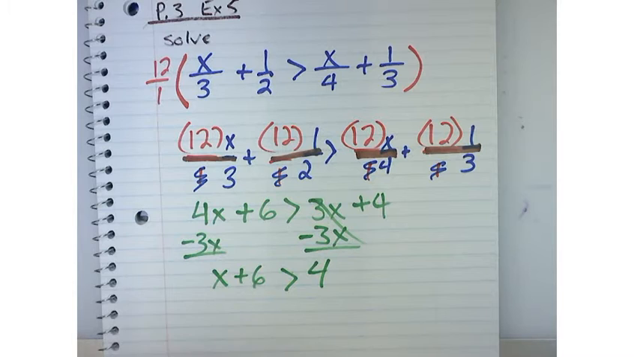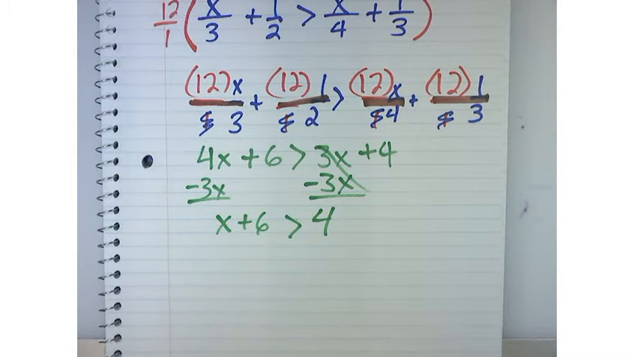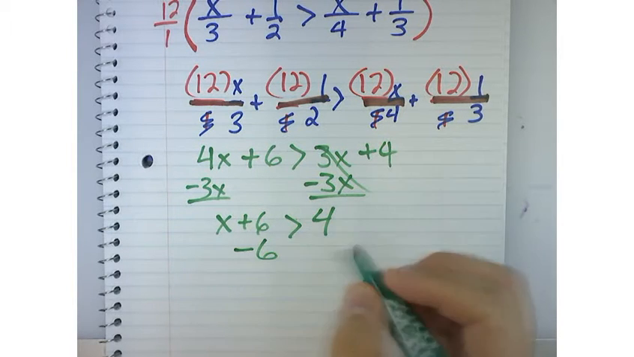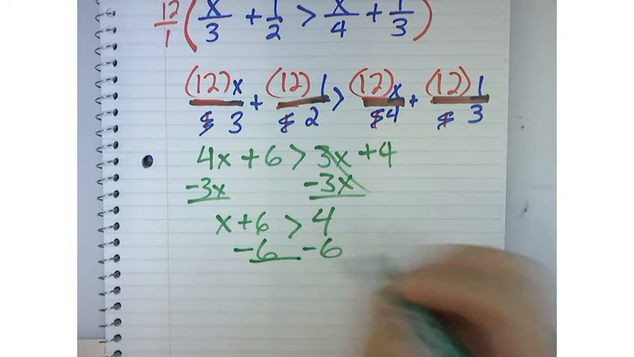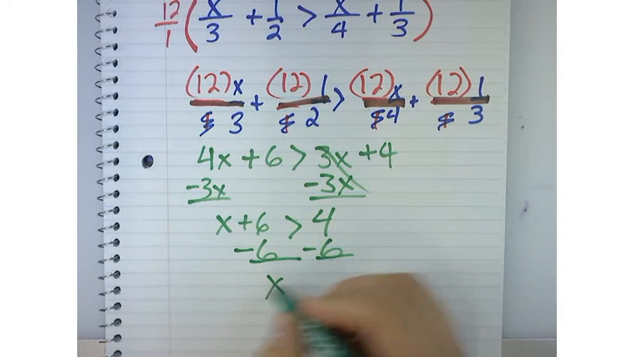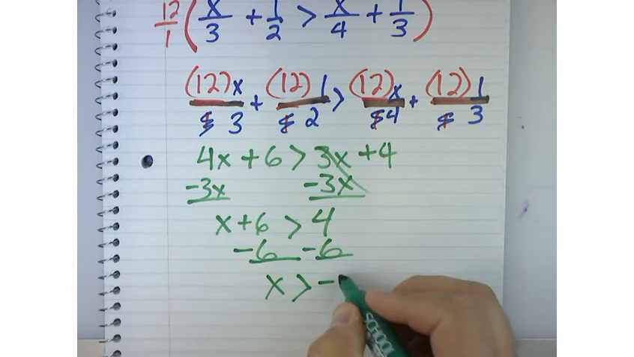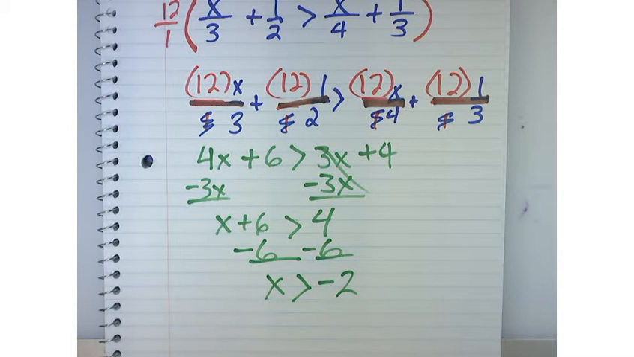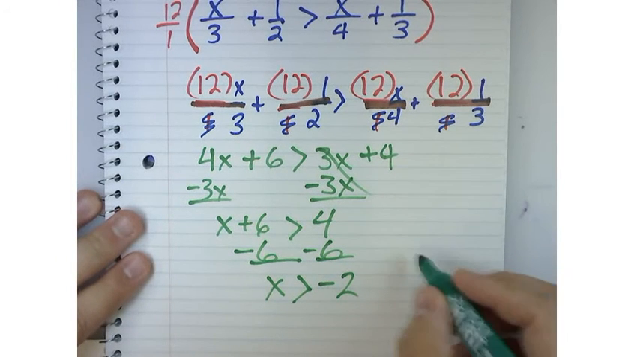Now I want to move the 6 over to the other side. Since my 6 is being added to x, to move it away from the x, I do the inverse operation, which is to subtract. And I end up with x is greater than -2. Now what we want to be careful is there's lots of ways to represent that. It's not x equals -2, it's x is greater than -2.